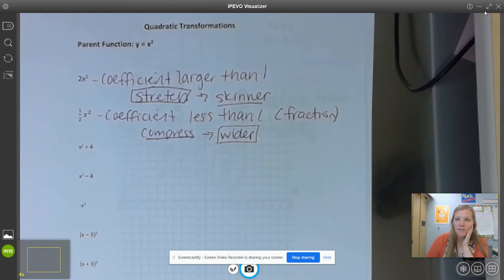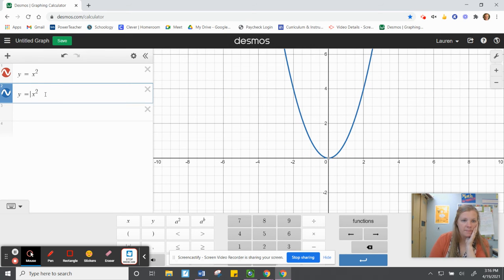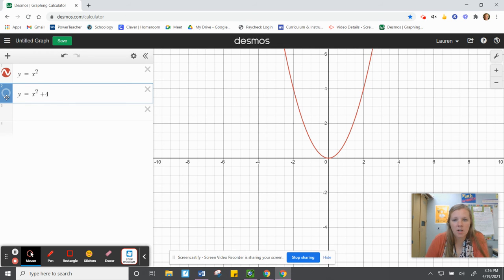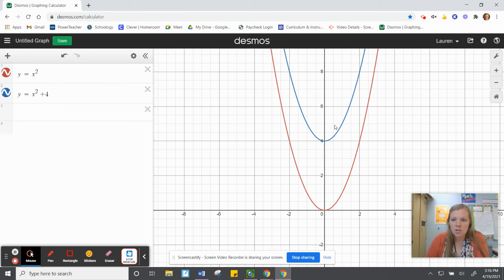Okay, now we're going to add 4. Press pause whenever you need to. So coming back here, I'm going to delete my coefficient, and now I'm going to add 4. So if I turn that on, oh, what happened? It scooted up. Do you see how the parabola just scooted up?